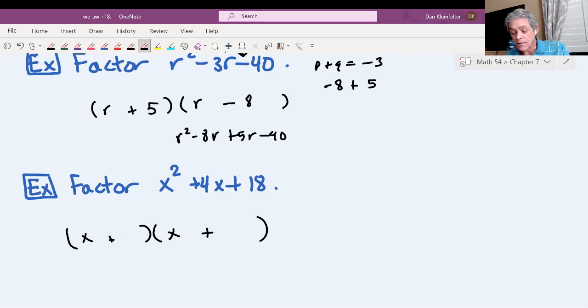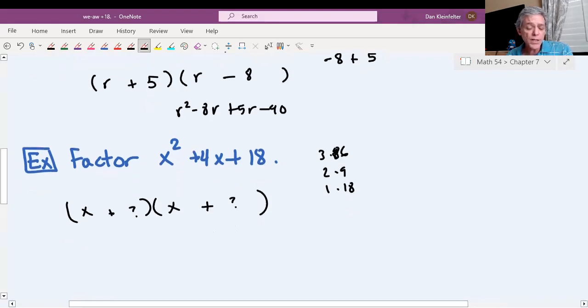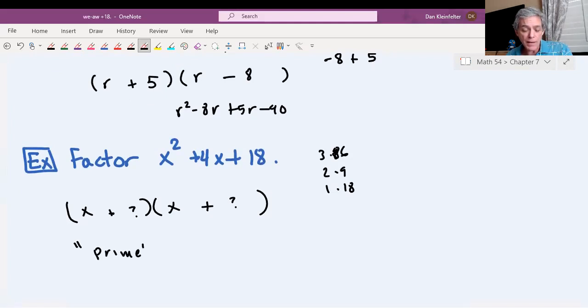Well, numbers that multiply to 18 are going to be 3 times 6, 2 times 9, 1 times 18. And that's it, right? This one doesn't factor using whole numbers. And so when that happens, we can write out prime.